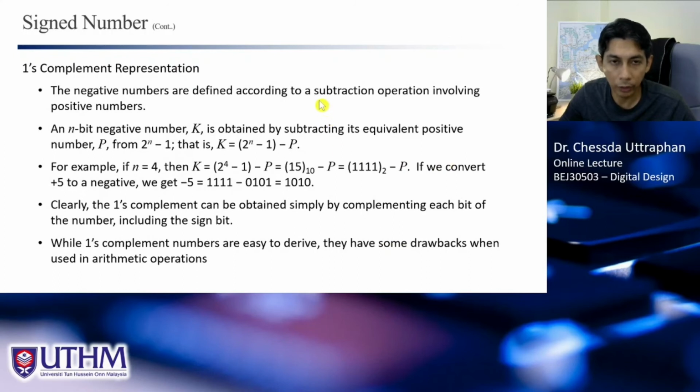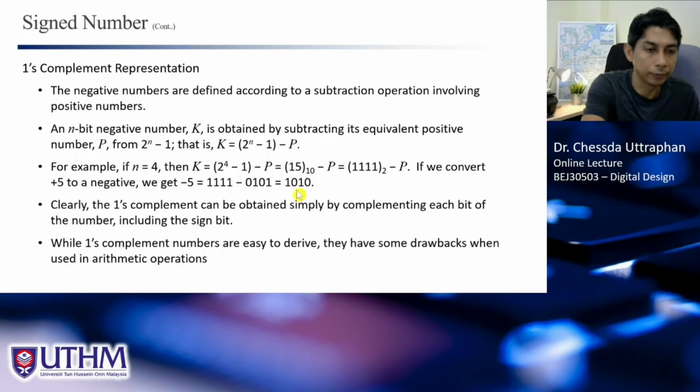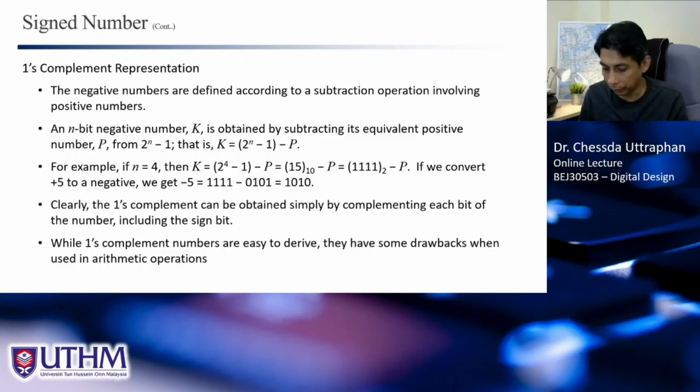So what we will use is what we call the complement representation, right? In the complement representation, we have two types of complement. The first one is called first complement representation. For example, we have negative 5. If your number is 4-bit, the maximum is 1111 minus 0101, so you have 1010. So this is first complement of 5, or number minus 5.